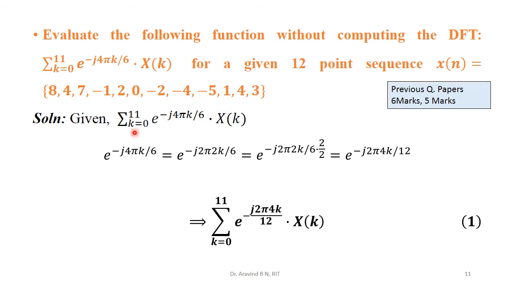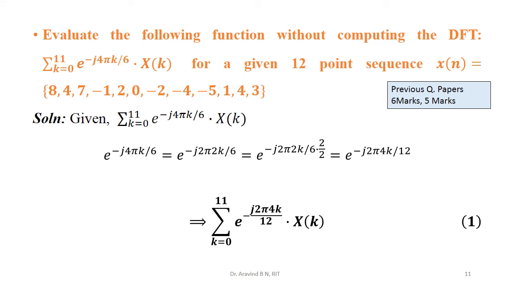Therefore, for the given expression, we take this exponential part represented over here. Then, in order to convert this denominator to 12, we can just multiply and divide by 2. That has been done over here, and we have got this representation. So in place of this exponential part, the latest representation is summation k is equal to 0 to 11 of e to the power of minus j 2 pi 4k divided by 12 into x of k. So this is the first step of the solution.